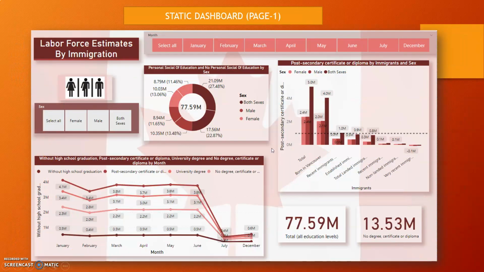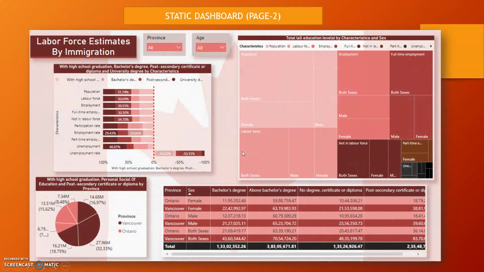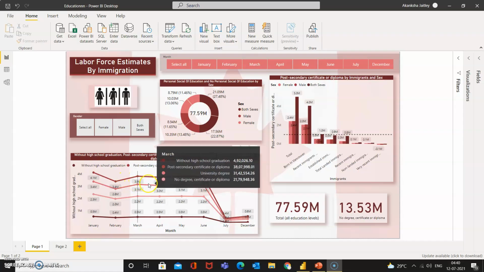This is my static dashboard. As you can see, when we click over here, there is no such interaction. This is page number 1. This is page number 2. This is the visual of my dynamic dashboard. The dashboard in total consists of 7 charts, 3 cards and 4 slicers.